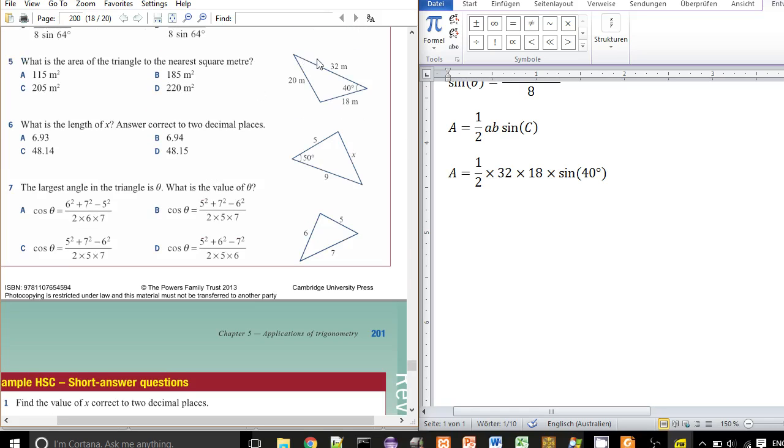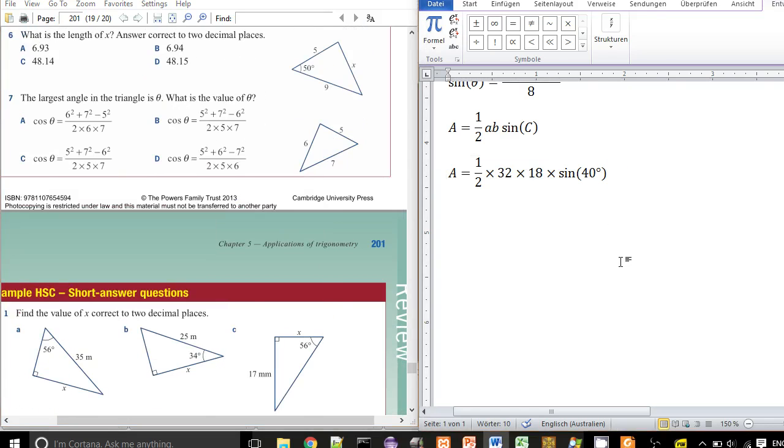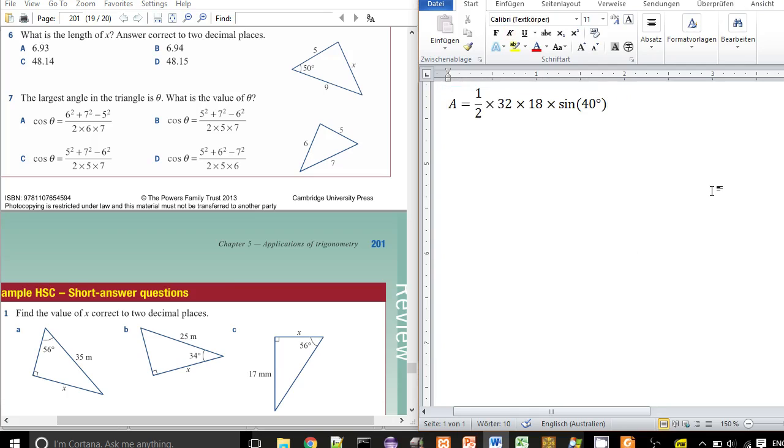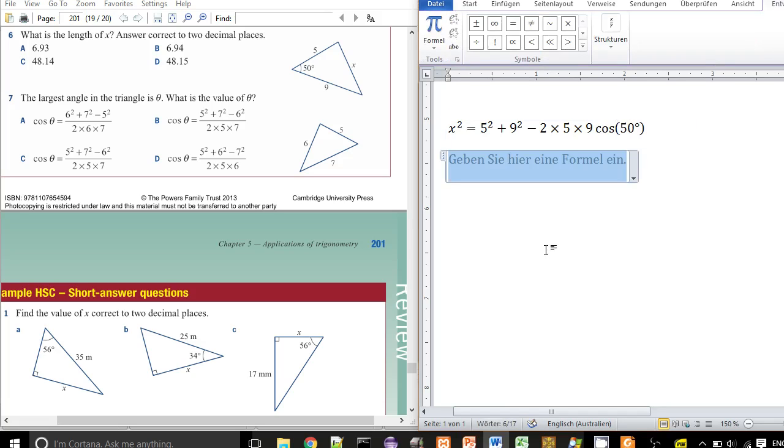Even though this one has three sides, we didn't use the 20. Okay, so yep, cosine rule, which is very similar to Pythagoras' theorem. It's actually a generalization, so we'll call it x squared. So 5 squared plus 9 squared minus 2 times 5 times 9 cos 50 degrees. And then we're going to square root it.